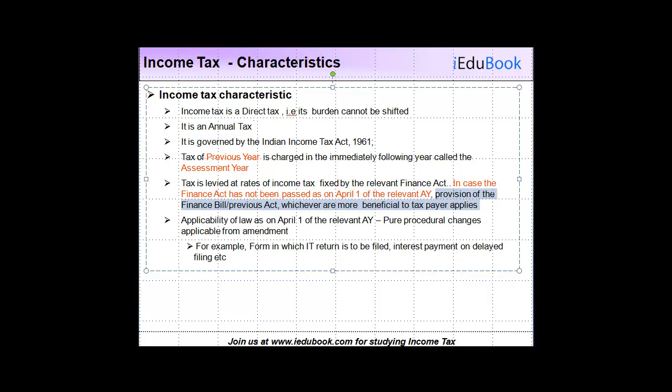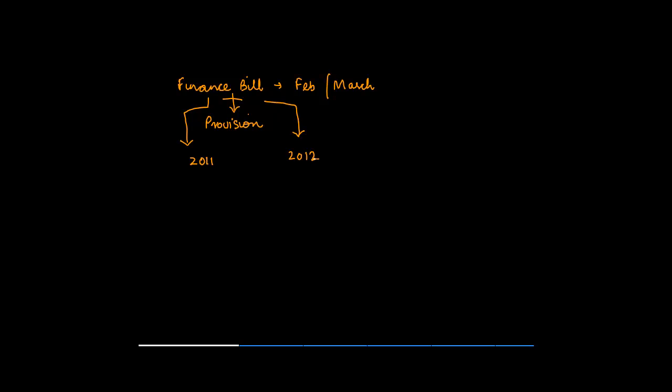This is important. Let me explain it to you. Normally you have a finance bill which comes generally in the month of February or March. This contains various provisions. So let's consider the current scenario. There was a finance bill 2011 and let's say there's a finance bill 2012. This bill, which is presented in February and March of the relevant year, is normally passed by April 30th. And the same for this one also.